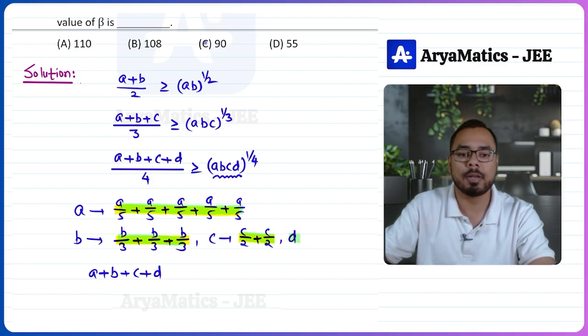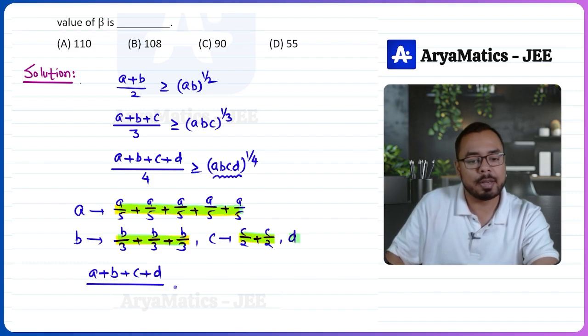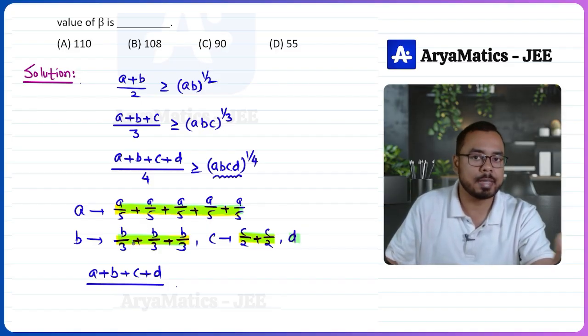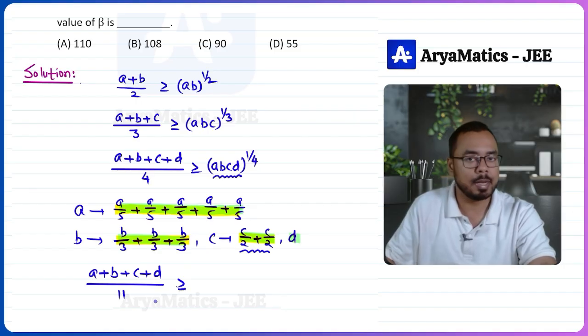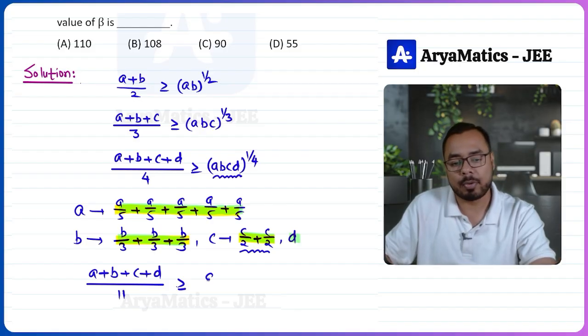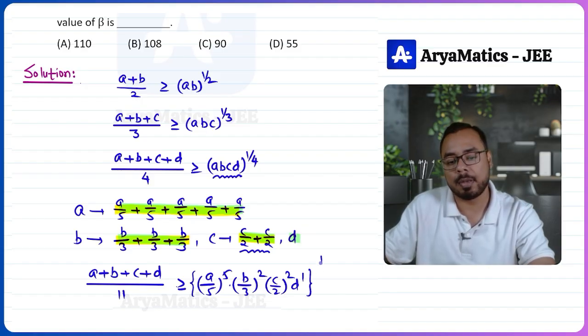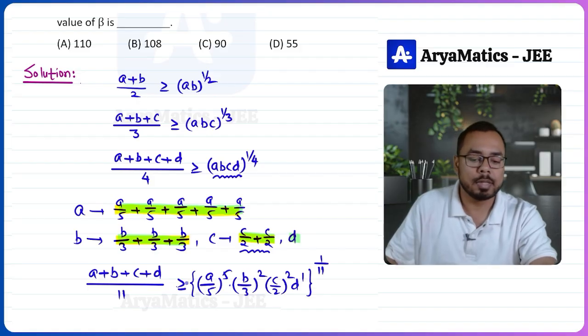We are applying AM-GM inequality on these 11 numbers. 5 of them are A by 5, next 3 are B by 3, then next 2 are C by 2, and then one number D. So the sum of these 11 numbers divided by 11 should be greater than or equal to the product of these 11 numbers raised to 1 by 11. And the product of these 11 numbers will be A by 5 raised to 5, then B by 3 raised to 3, then C by 2 raised to 2, and D raised to 1.